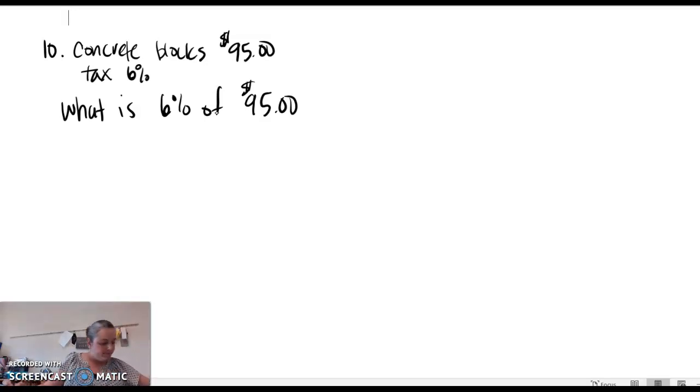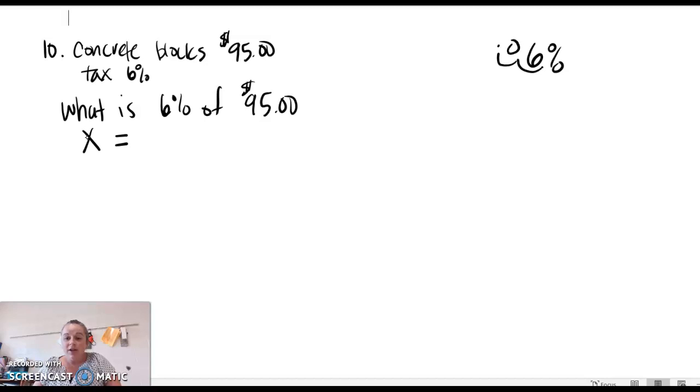Let's see here. So the what, we don't know, so I'm going to put an X. Is in math is an equal sign. 6%, you don't have a percent key in your calculator, so you have to turn that into a decimal. To turn a percent into a decimal, here's your decimal, you have to move it 2 places to the left. So you're actually looking at 0.06. Of means to multiply, and then 95.